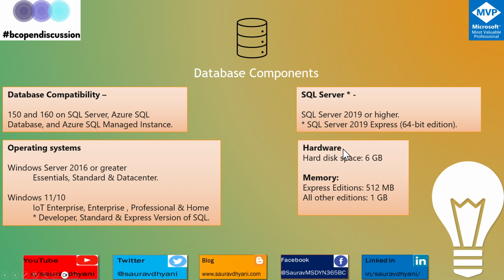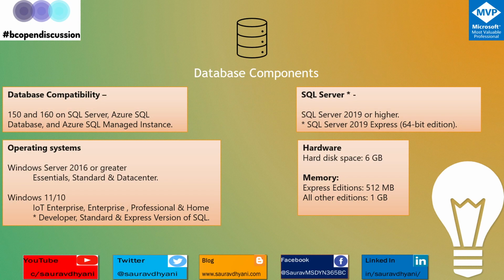Now, the minimum hardware requirement to install SQL Server is approximately 6 GB of hard disk space and 1 GB of memory for all the editions other than Express. Express will only require 512 megabytes. Again, remember, and I'll keep repeating this, these are minimum system requirements or hardware requirements to be very specific. You should surely not use the exact same configurations for a production environment.